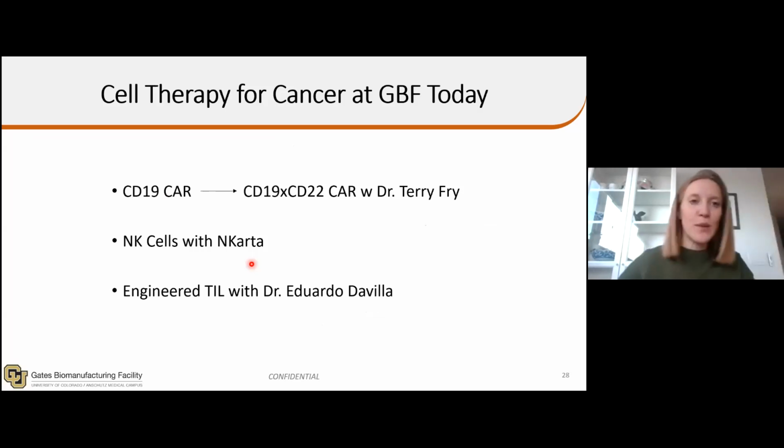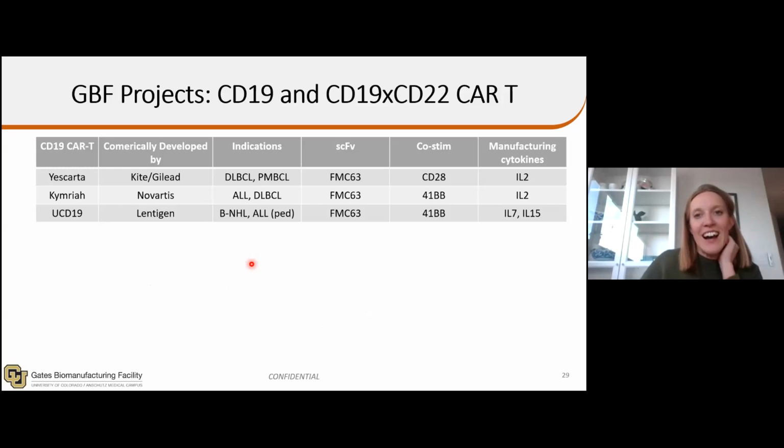So now, the last section of this talk is to jump into the projects at GBF. And I think some of these have been covered. They can each certainly be covered in their own whole talk. Today is just to give you an overview of the field. I think that Terry Fry gave a whole talk on the 19x22. Someone told me just before I arrived.